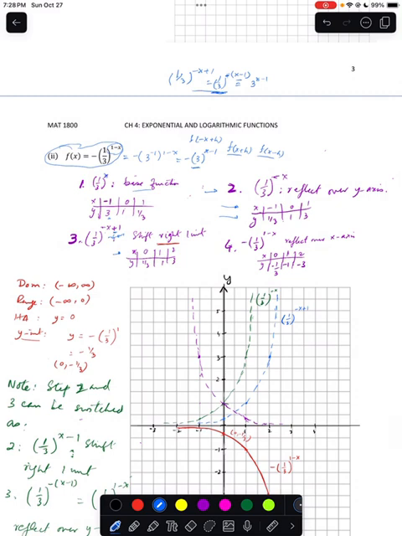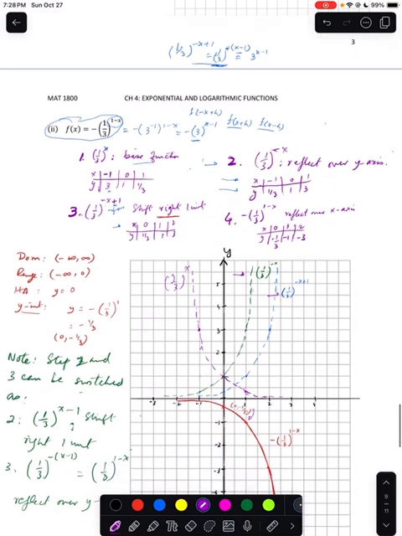So this was the original one, 1 over 3 raised to the x, and this is the flip over the y-axis. This is the shift 1 unit to the right, and then the flip over the x-axis last, the final result.